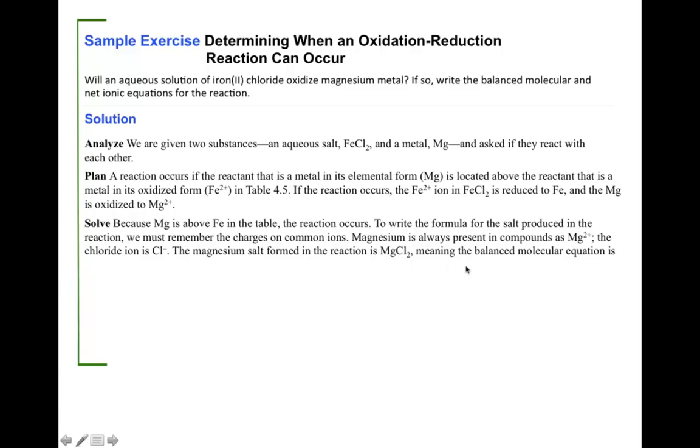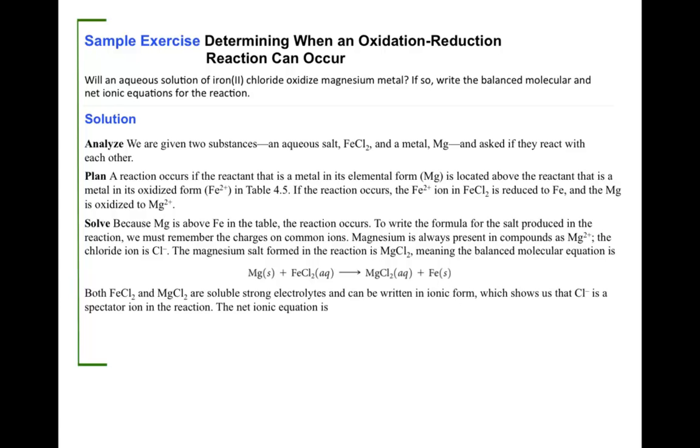So the molecular equation will be iron chloride plus the metal magnesium, producing magnesium chloride plus the iron as a solid, because remember that this iron was reduced. When it's reduced, you produce the metal itself. Both the salts, the reactants and the products, are soluble strong electrolytes, so we can write the ionic form of each to establish the net ionic equation.